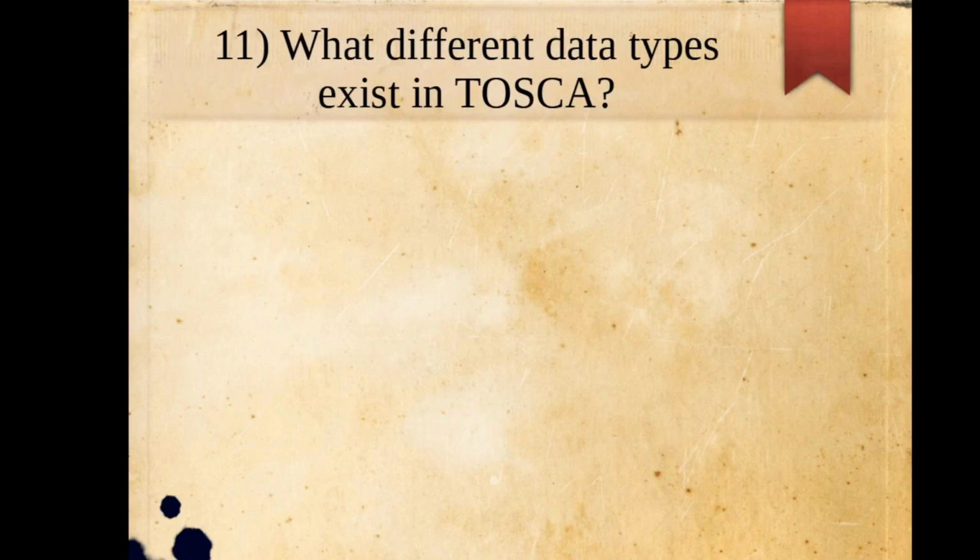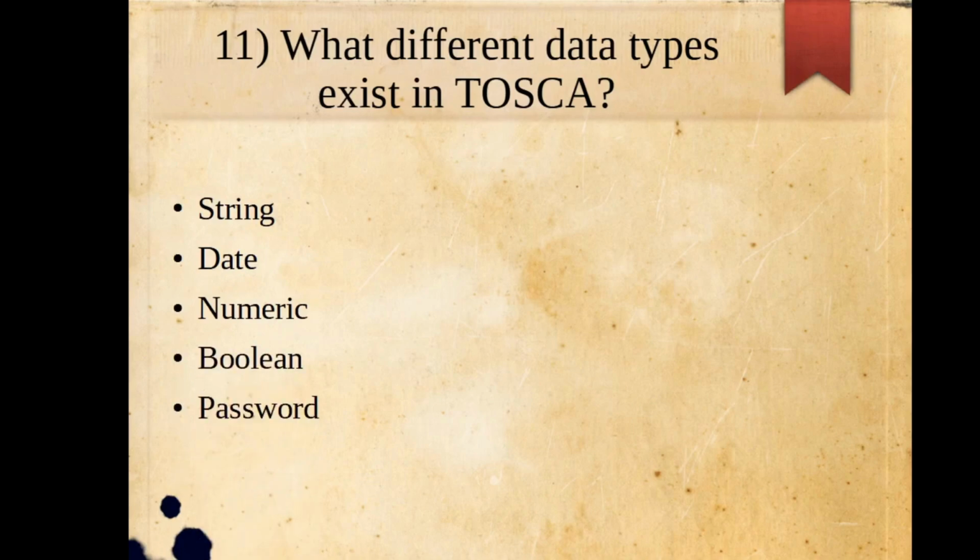Now what are the different data types which exist in Tosca? We have string, date, numeric, boolean, password.